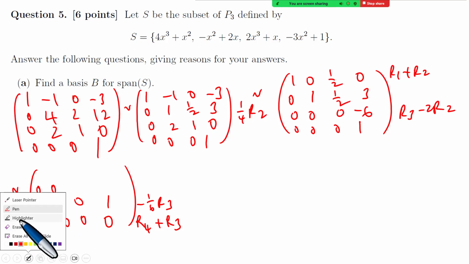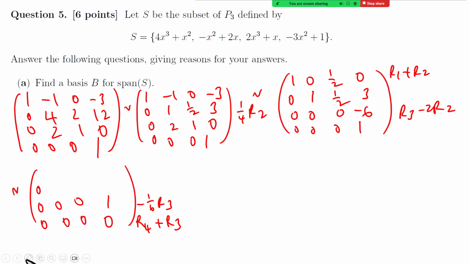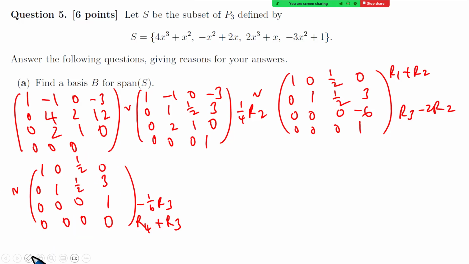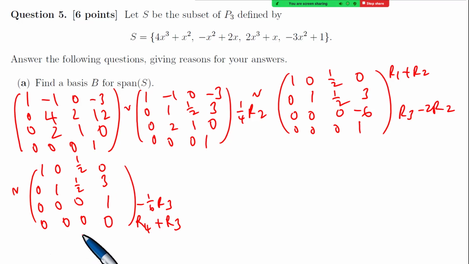I need to put a 1 here. So we're writing this second row, which is 1, 1/2, 3, and this one is 1, 0, 1/2, 0. Anything we can do now? Let us check. Is any row reduction possible? Yes, but we're able to see the pivots anyway.